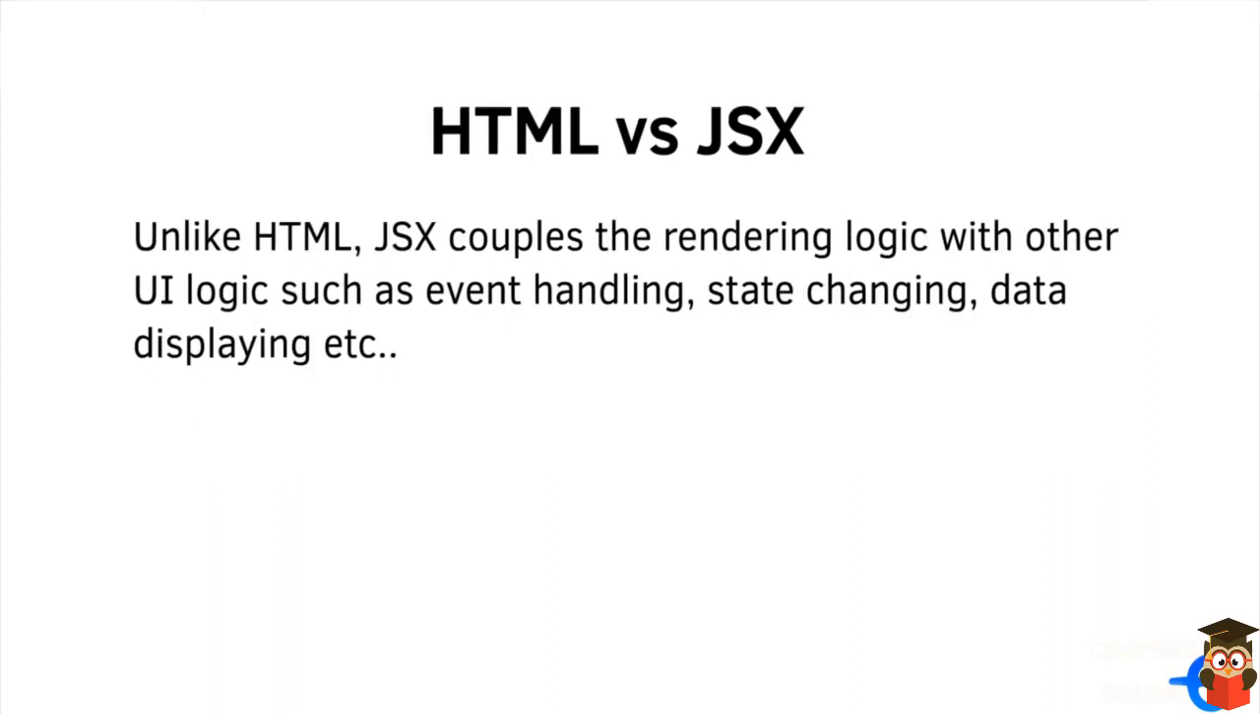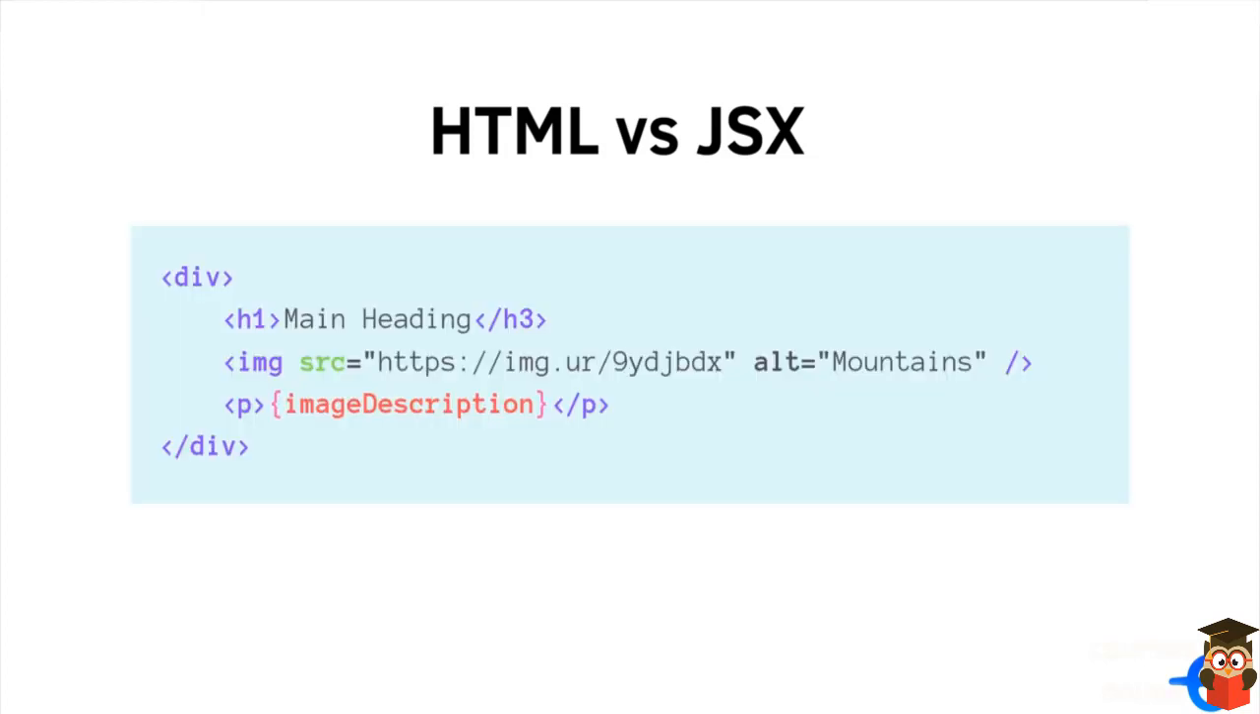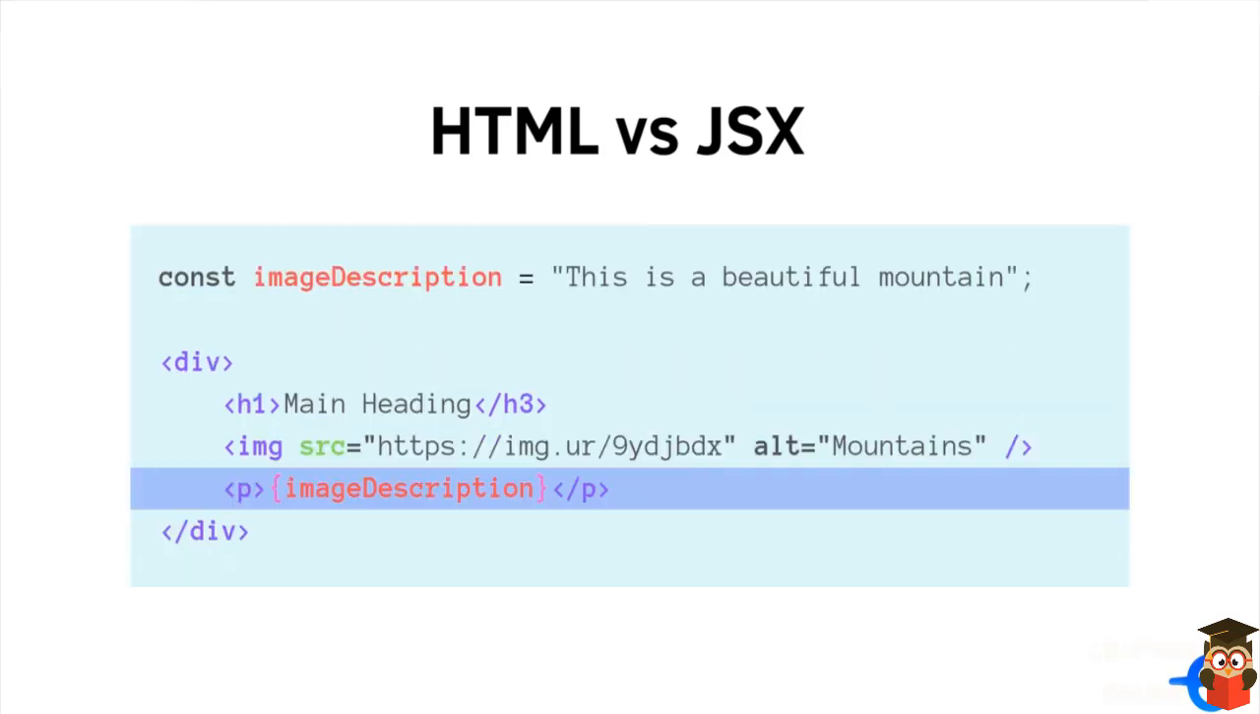So if this is the purpose of using JSX, why can't we simply use HTML? Well, it provides us with a lot more than just this. It couples the rendering logic with other UI logic, such as event handling, state changing, displaying data, etc. Now, if you look at this code again, we have some curly braces in the JSX code. Inside these curly braces, you can write JavaScript expressions. In this line of code, we have used a variable for setting the paragraph text. Similarly, we can use a function, operator, and much more.